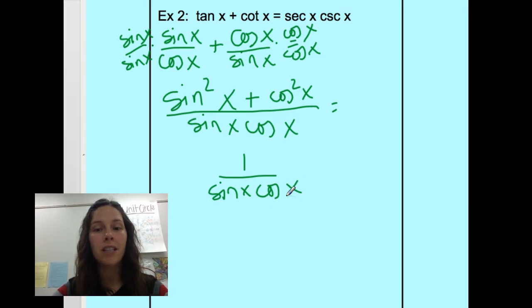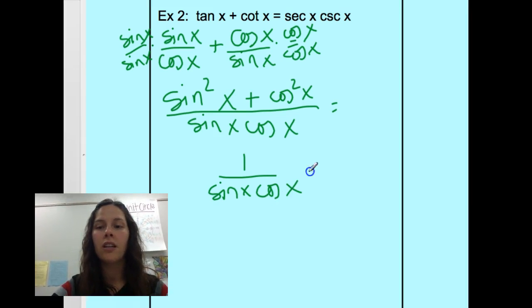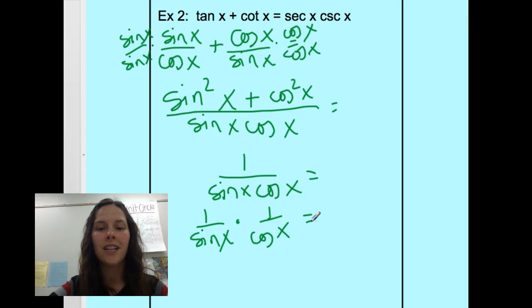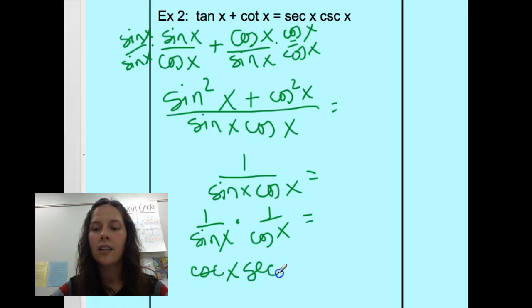And then I can split this up again as multiplication. So this equals 1 over sine x times 1 over cosine x, so that's how we transformed our addition into multiplication. And then, of course, the reciprocal of sine is cosecant, and the reciprocal of cosine is secant. Now, you can multiply in any order, so this still does equal secant times cosecant.